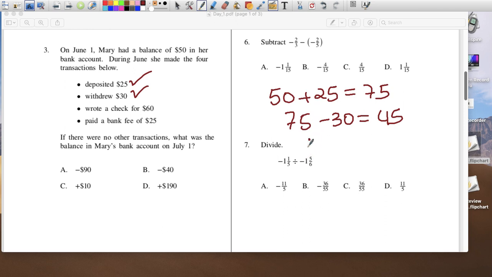And then she wrote a check for 60, so she had $45 and subtract 60, right? She actually wrote a check for more than she has, so she's now at negative 15. So she owes the bank $15.